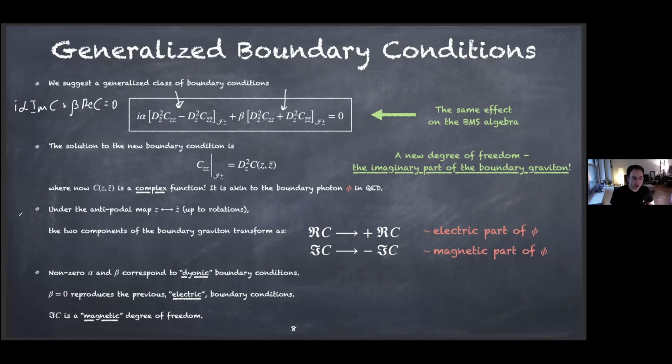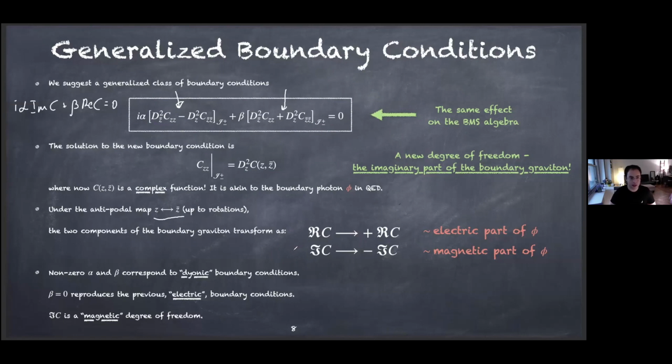The antipodal map, up to rotations on the sphere, takes the form of exchanging Z and Z bar. And under this transformation, the two components, the real part of C and the imaginary part of C, transform as even and odd functions under the antipodal map. This can be roughly seen from the boundary conditions, right?